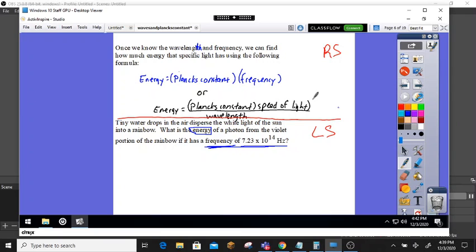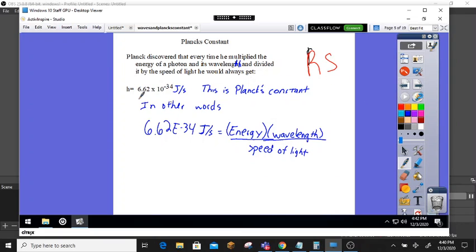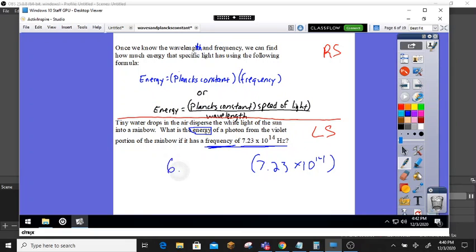So Planck's constant times the frequency. Here, let me write down the frequency, 7.23 times 10 to the 14. And let's put that in parentheses. And we need to write Planck's constant. Planck's constant is 6.62 times 10 to the negative 34.